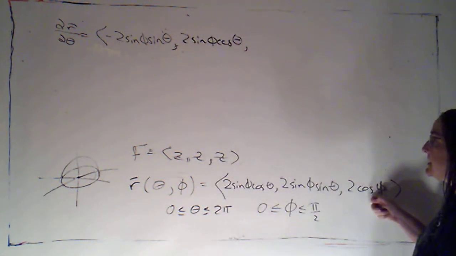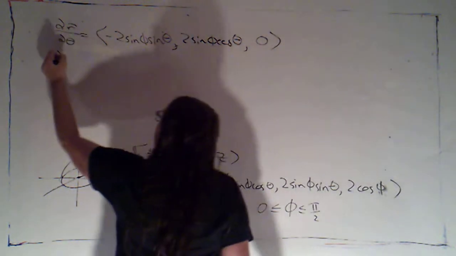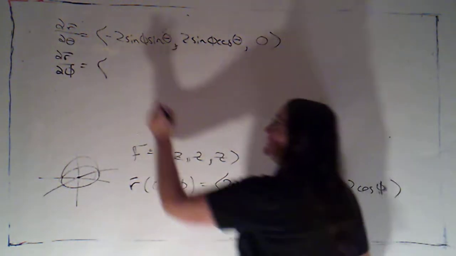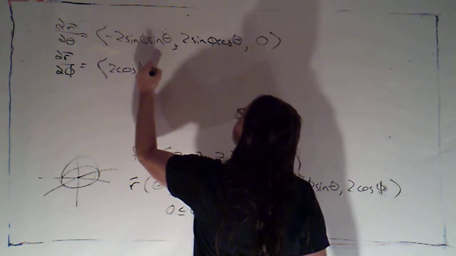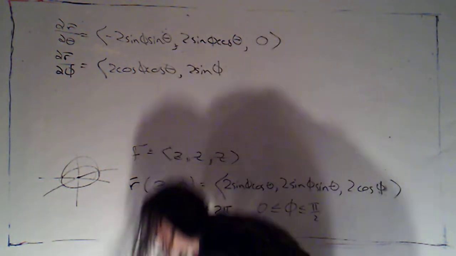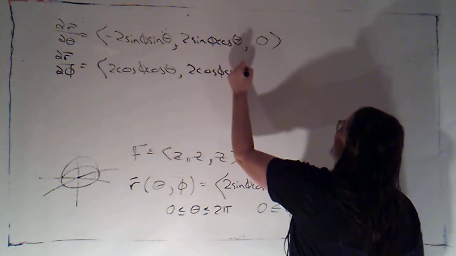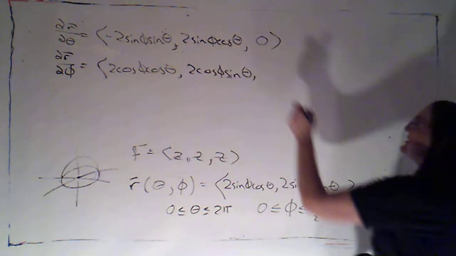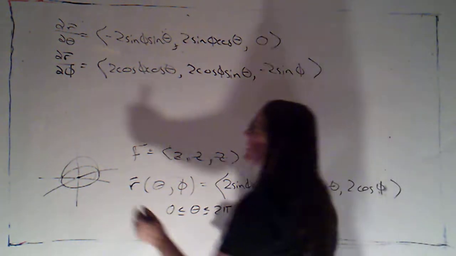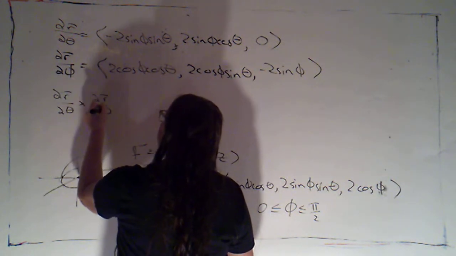And then I'll get 0, because there are no thetas in my z component. Del r del phi is going to be 2 cosine phi cosine theta, 2 cosine phi sine theta, and then negative 2 sine phi. Okay, so del r del theta crossed with del r del phi.